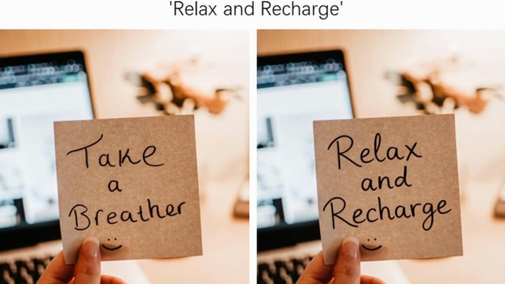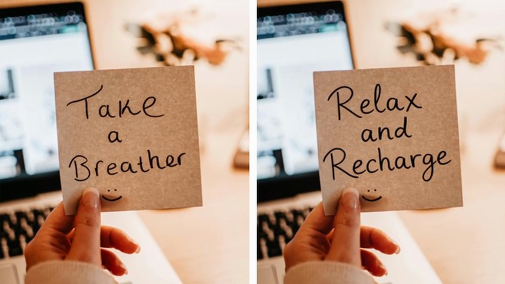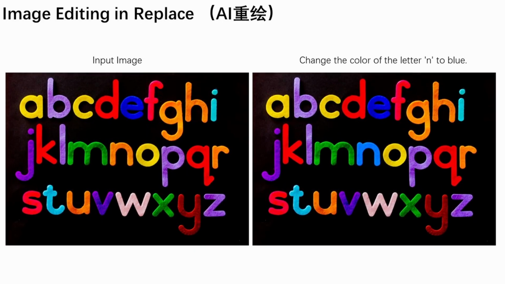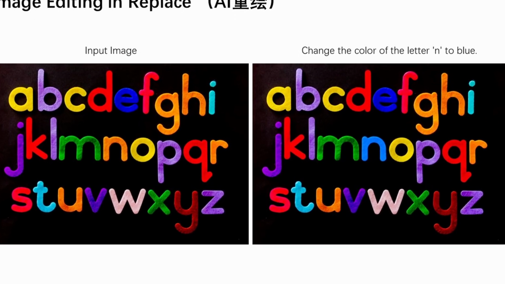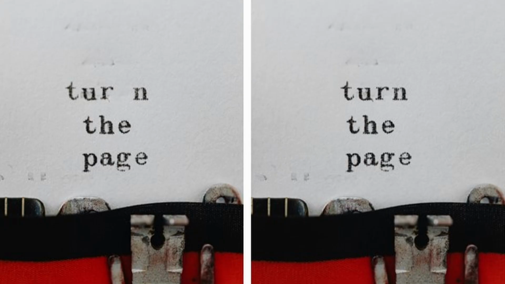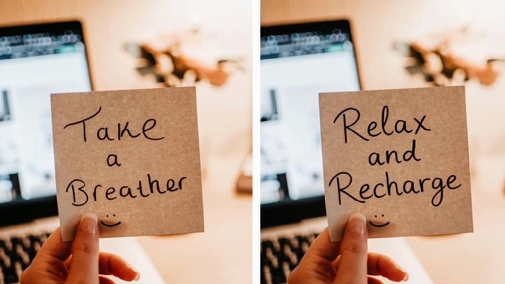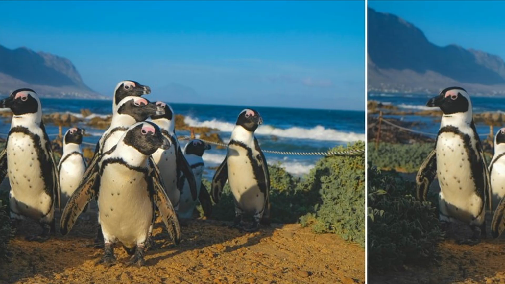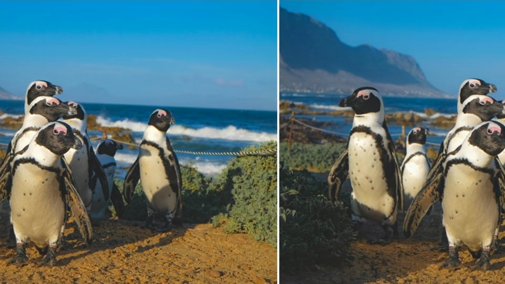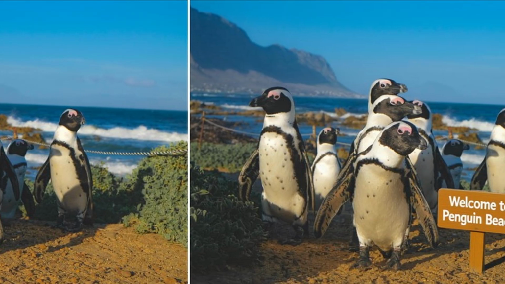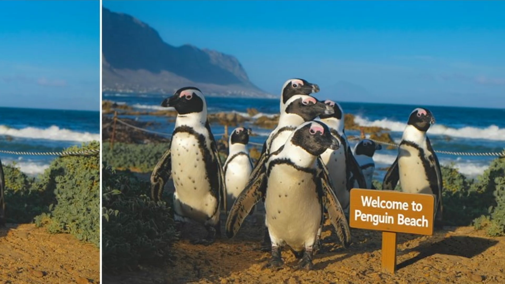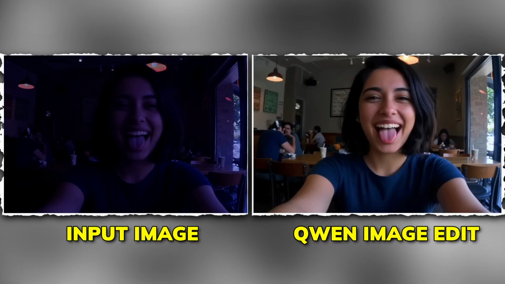Text and micro-editing are remarkably advanced in Qwen Image Edit. Change just a single letter's color within a word, or update the marketing message on a poster, without losing the style, font, or harmony of the design. And when you add new elements, like a sign for Penguin Beach, Qwen Image Edit automatically aligns the design, lighting, and even shadow direction.